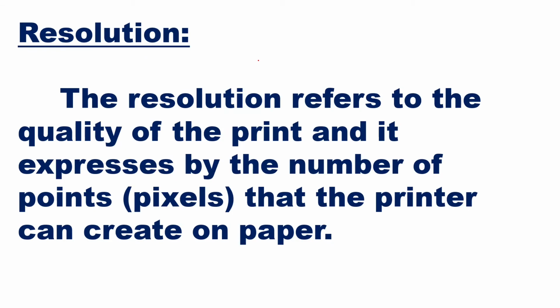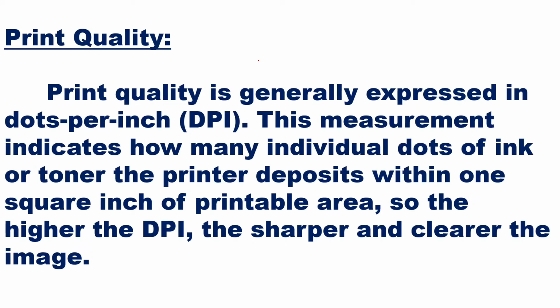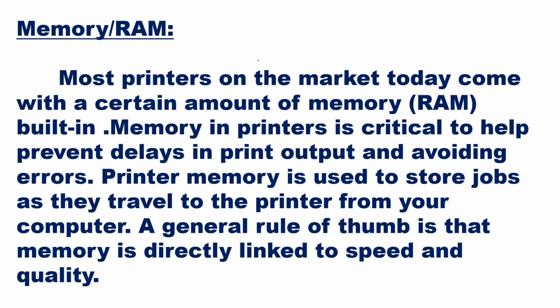Then a resolution. A resolution refers to the quality of the print, and it is expressed by the number of points, pixels that the printer can create on paper. Okay, that is the resolution. Then you have print quality. Print quality is generally expressed in dots per inch (dpi). This measurement indicates how many individual dots of ink or toner the printer deposits within 1 square inch of printable area. So the higher the DPI, the sharper and the clearer is the image.